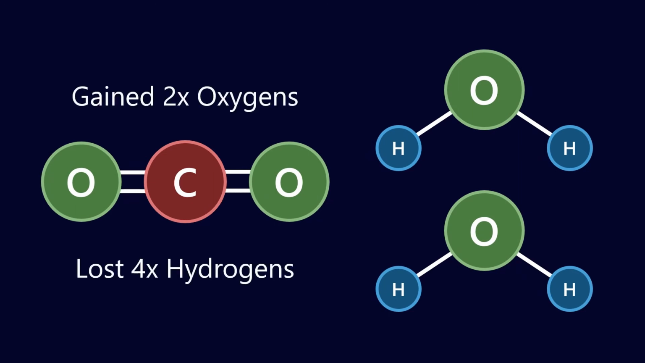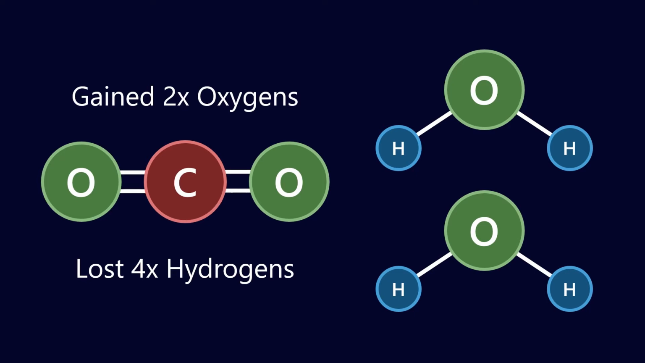So what's happened to the carbon? Well, the carbon has gained 2 oxygens, or alternatively, you can think of it as it lost 4 hydrogens. So as per our previous definitions, it was oxidized because it gained oxygens or it lost hydrogens. There is also, going back to the electron model, oxidation is loss of electrons.